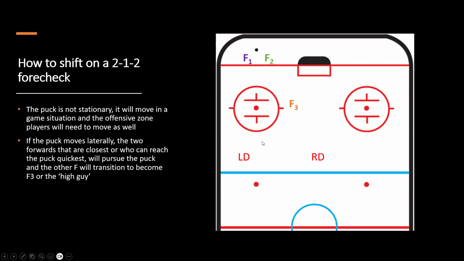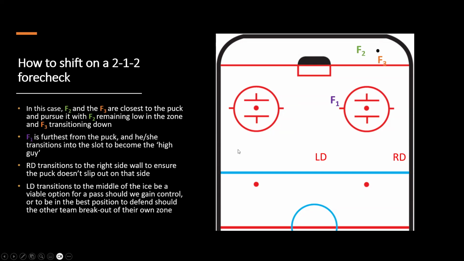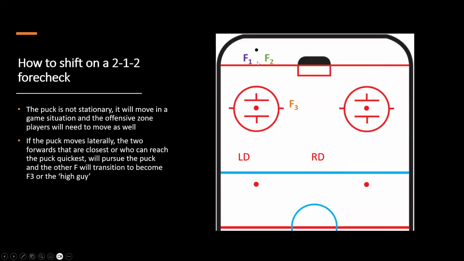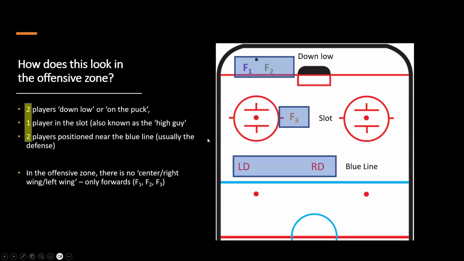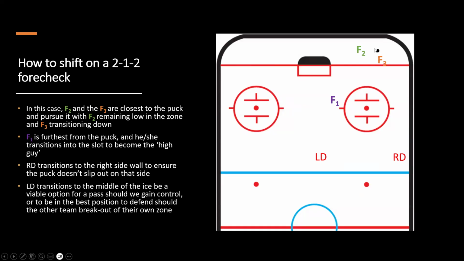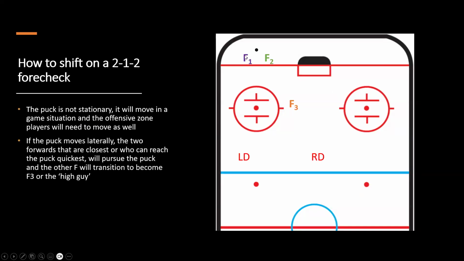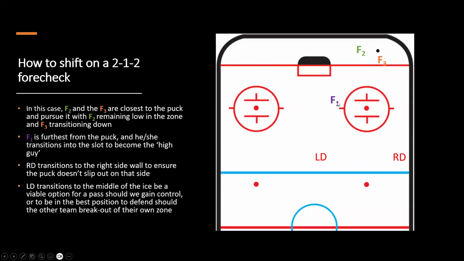What does that look like? Let's go through it. In this case, F2 and F3. So initially, let's say that we had F1 and F2 in this corner and F3 was in the slot. Next case, puck goes in the corner. You can see F1, it's purple F1, shifts to the slot. F2 and F3 are going to pursue that puck.